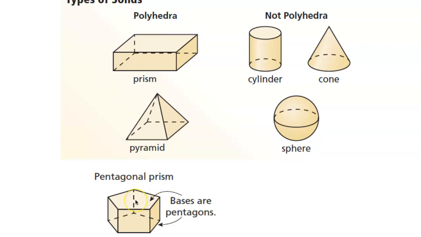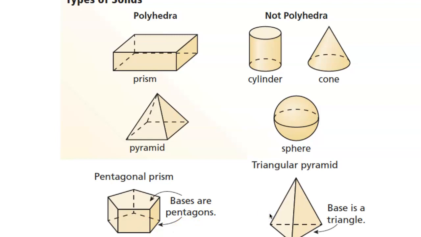And so when it comes to prisms, you name the prisms by the bases. So we have a pentagon on top, we have a pentagon on the bottom, and rectangles joining all the lateral faces, and that would be a pentagonal prism. If you had a pyramid, the pyramid is also named by its base. It only has one base, and so this would be a triangular pyramid.